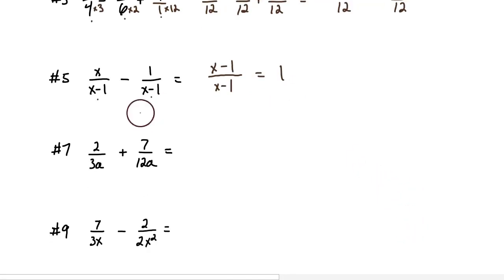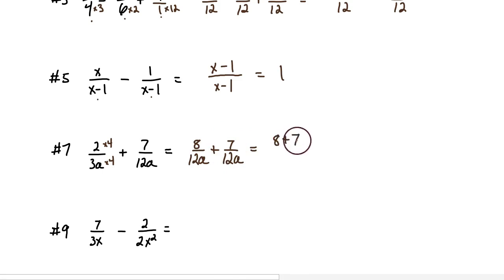Number 7, we have to add fractions, but we don't have the same denominators. We need to find the lowest common denominator. We need the LCM of 3a and 12a. That would be 12a. We can change 3a into 12a by multiplying it by 4, and multiplying the top by 4 as well. So this becomes 8 over 12a plus 7 over 12a.